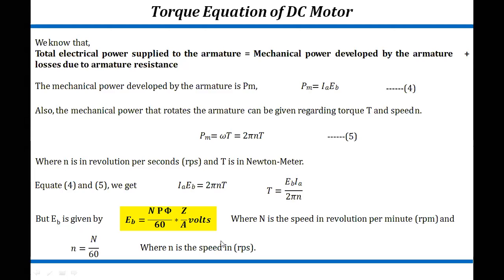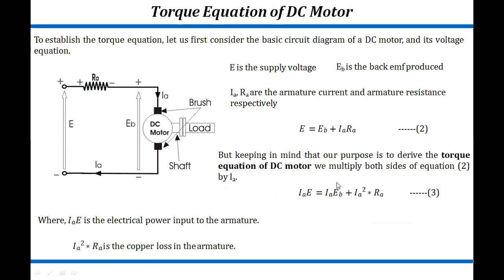So what we are saying here, when we are supposed to study the torque equation, we are using the DC machine. At that time, we are taking the DC motor, with one resistance in series with that DC motor. When we apply KVL, you will get the equation E equal to EB plus IA RA. When we multiply both sides of this equation with IA, you will get this equation.